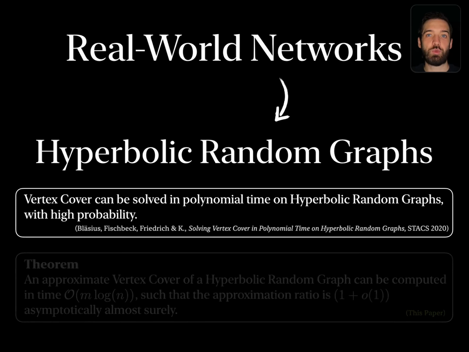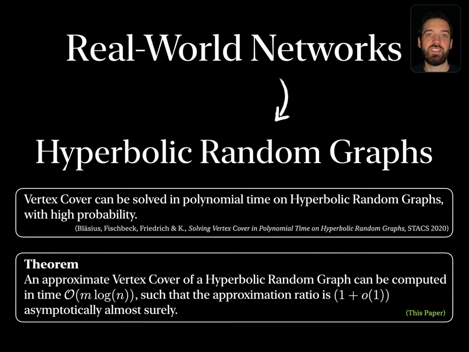In particular, we proved the following main theorem, stating that an approximate vertex cover of a hyperbolic random graph can be computed in time proportional to the number of edges times the logarithm of the number of vertices, such that the approximation ratio is 1 plus little o of 1, asymptotically almost surely. Moreover, our experiments indicate that our adapted greedy algorithm also works well in practice. So this time we observed something in the model and were able to translate the results back to the real world.